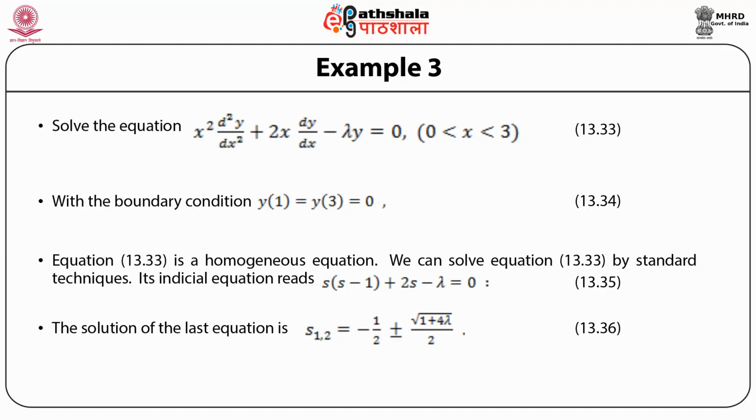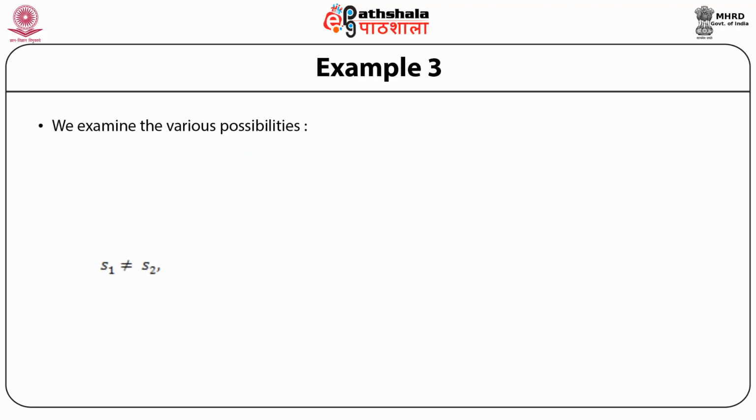So the indicial equation is a quadratic equation, so it has two roots, s1 and s2, given by minus half plus minus under root 1 plus 4 lambda by 2. Now there are various possibilities which we'll examine one by one. First we consider the case where the roots s1 and s2 are distinct and real.